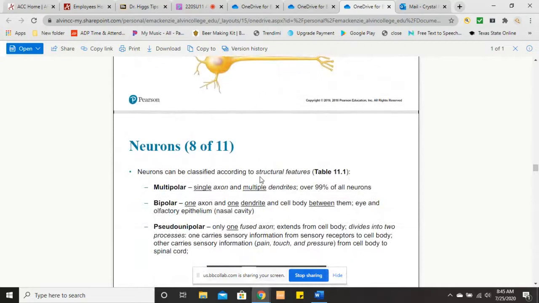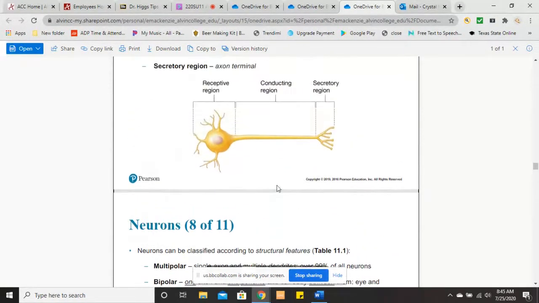Because that's a structural name. So it's describing what it looks like. A multipolar neuron structurally has one axon and multiple dendrites. So when you look at this picture, you're actually looking at an example of a multipolar neuron. It has one axon and multiple dendrites.